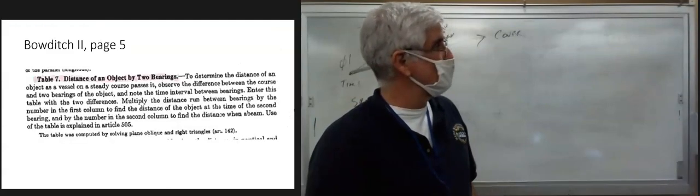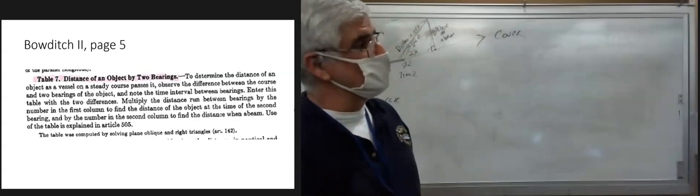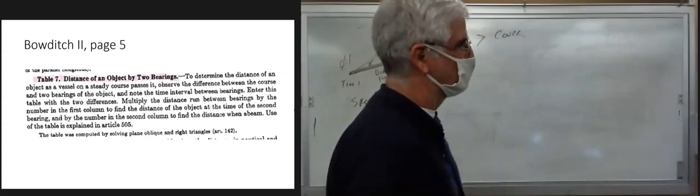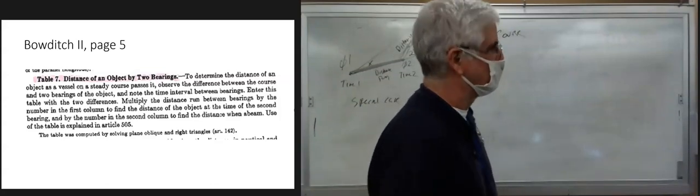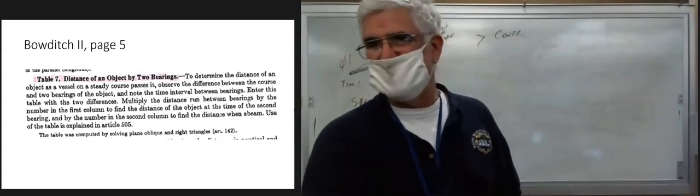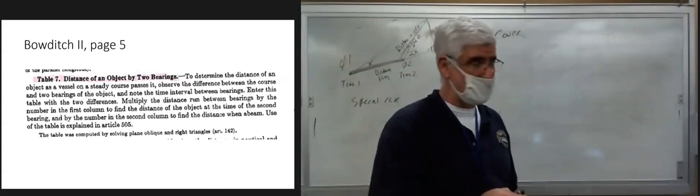And so this right here, this is on page, I don't know, it's like on page 20 or something like that. There's a little thing about table 7. Distance of an object by 2 bearings. To determine the distance of an object as a vessel on a steady course passes it, observe the difference between the course and the 2 bearings of the object and note the time of the interval between the bearings. Enter this table with the 2 differences, multiply the distance, and so on. That's in Bowditch speak. Okay? That's how you're going to use this table.